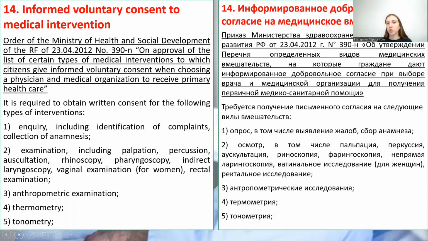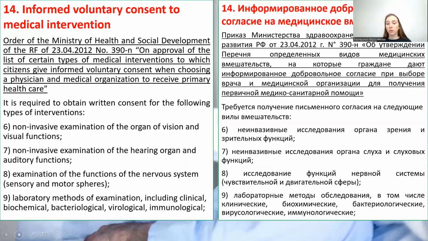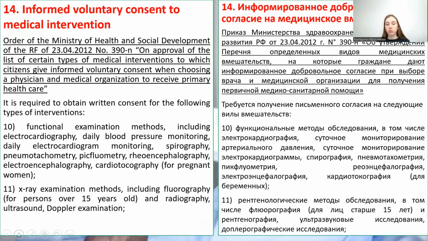Inquiry, including identification of complaints, collection of anamnesis, examination, including palpation, percussion, auscultation, rhinoscopy, pharyngoscopy, indirect laryngoscopy, vaginal examination for women, rectal examination, anthropometric examination, thermometry, tonometry, non-invasive examination of the organs of vision and visual functions, non-invasive examination of the hearing organs and auditory functions, examinations of the functions of the nervous system, like sensory and motor spheres, laboratory methods of examination, including clinical, biochemical, bacteriological, virological, and immunological, functional examination methods, including, for example, daily blood pressure monitoring, spirography, or, for example, cardiotocography for pregnant women.